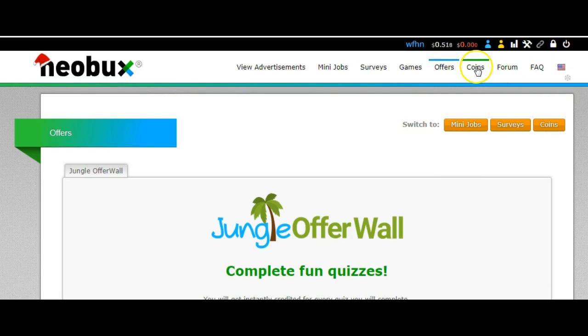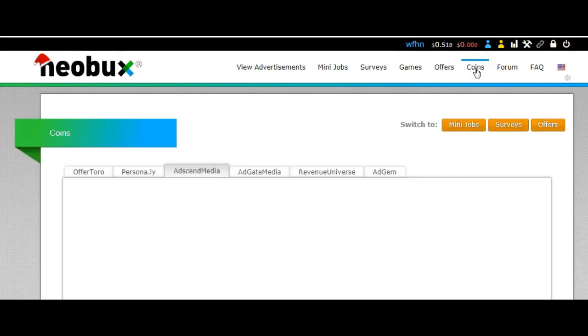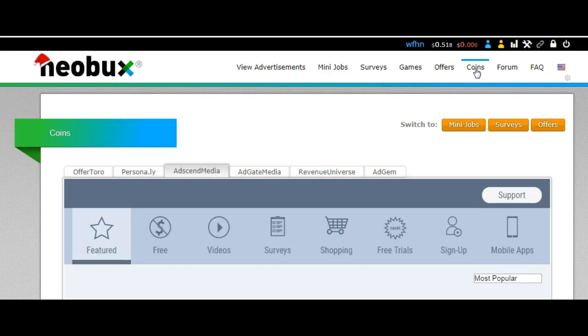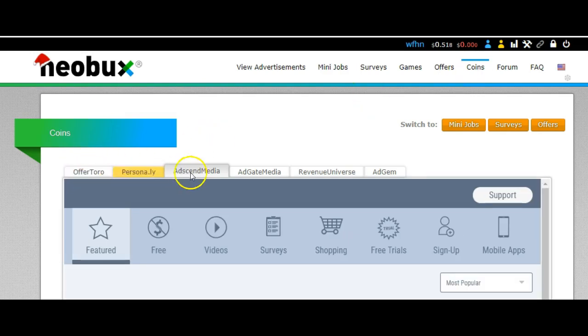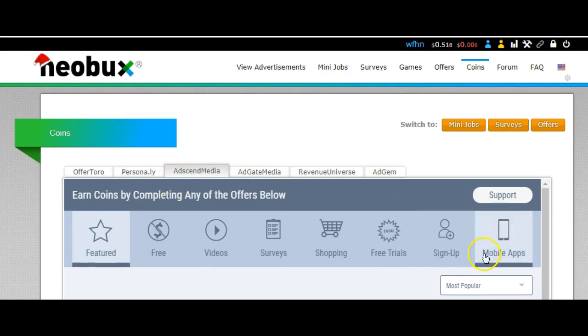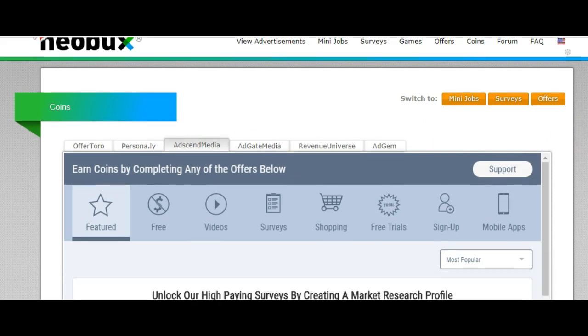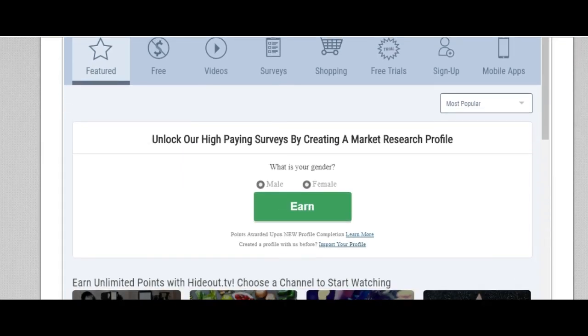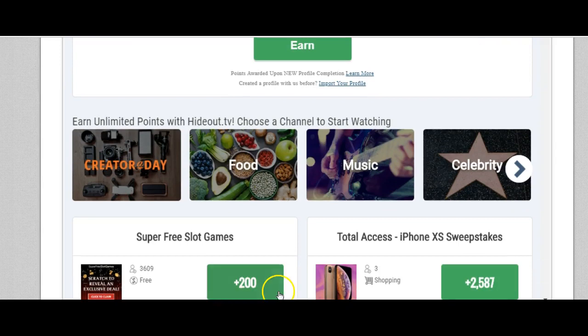The coins offers then are the other option available, and there are multiple offer sites or offer tabs that are available in here. This one, for example, is AdSend Media, and on each offer wall then you will see that there's all sorts of different options. For example, this one, if you play the super free slot games, then you can get 200 coins. For this one, you can get 2,587 coins.